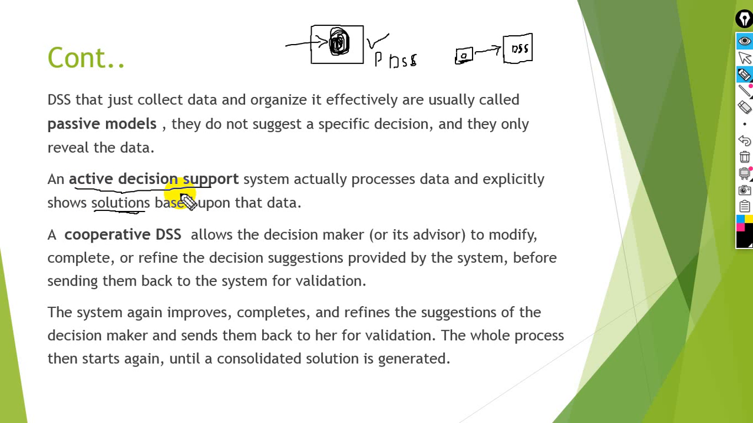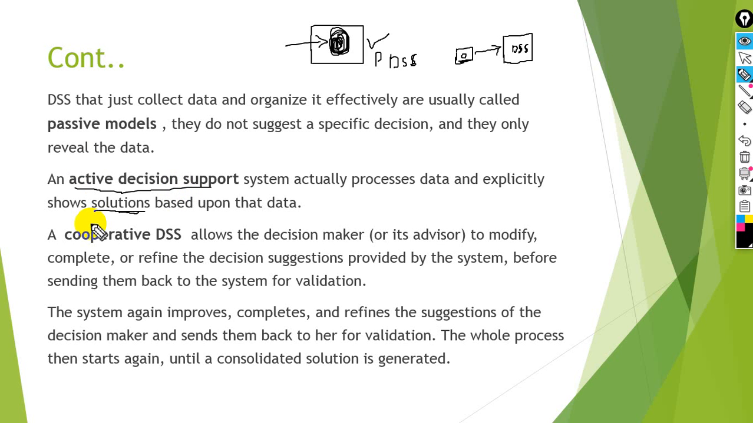So this was the active decision support system, which also shows you the solution. That form of decision support system, we can say, is the active decision support system.